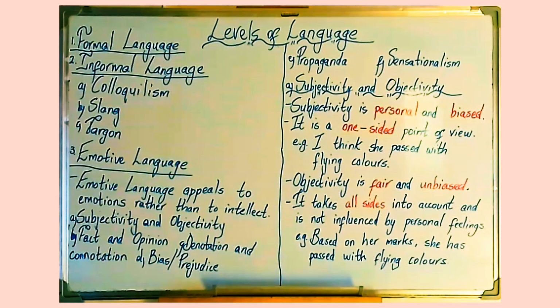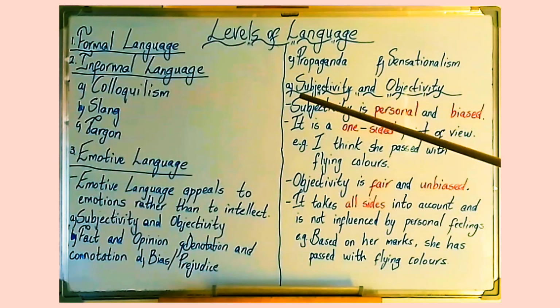So we have 6 types of emotive languages. We have letter A, which is subjectivity and objectivity. We have letter B, which is fact and opinion. We have letter C, which is denotation and connotation. We have letter D, which is bias and prejudice. We have letter E, which is propaganda. And we have letter F, which is sensationalism. So today we are learning about letter A, which is subjectivity and objectivity.